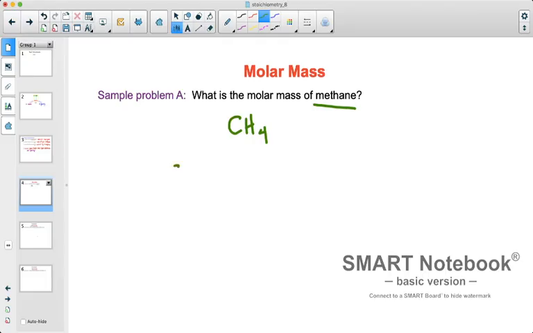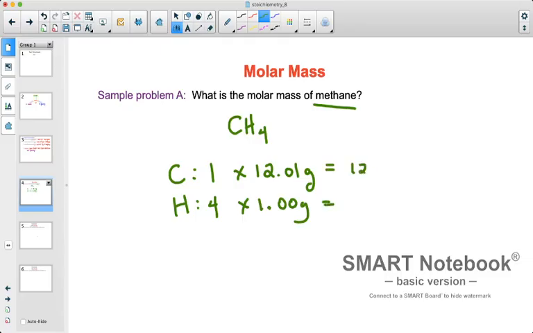Then I write down what I have and how many. So I have 1 carbon, and I'm going to multiply by the mass given on the periodic table to 2 decimal places. I know that I have hydrogen, and there are 4 of them, and when I double check its mass, it happens to be 1 gram. I multiply across, and then I end up adding, going down. So I end up getting the molar mass of methane to be 16.01. But here's the difference.